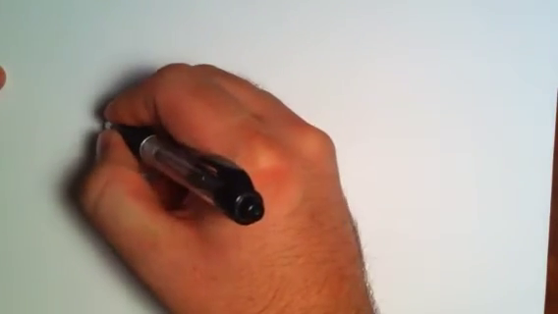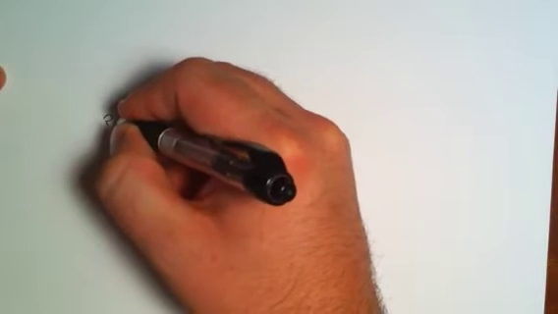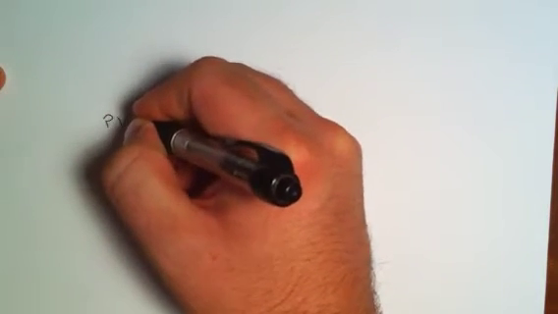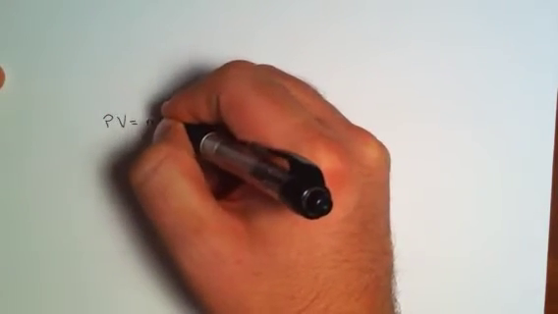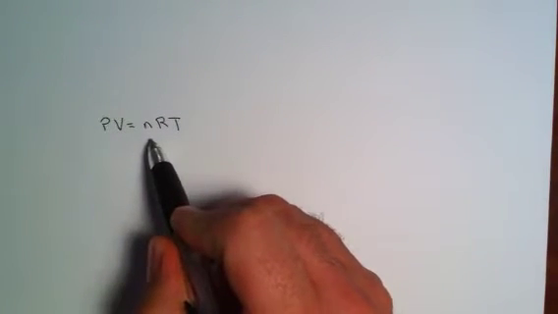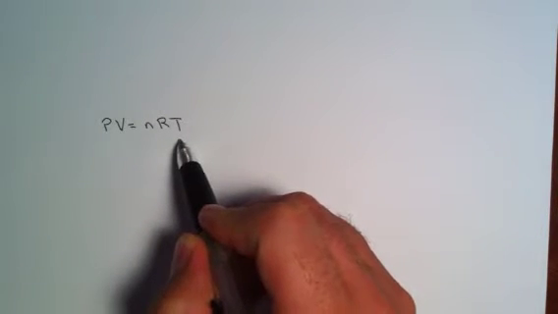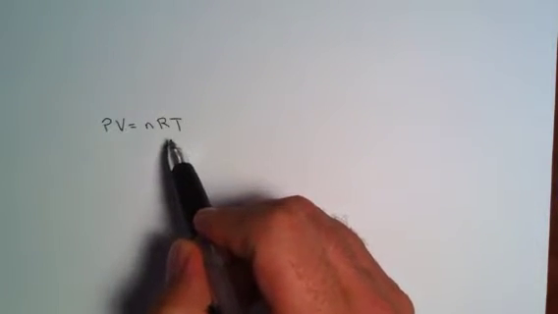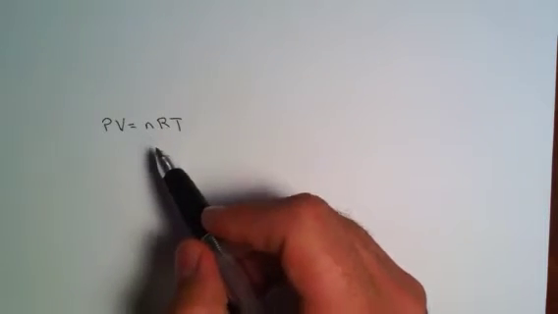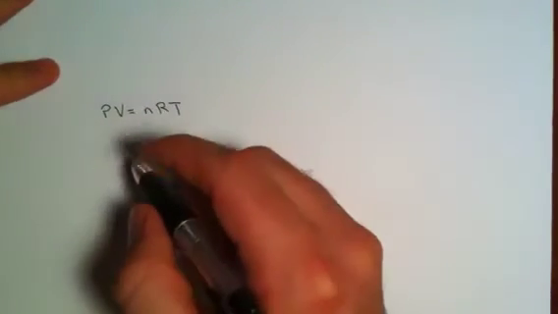If you've never seen it before, this is what it looks like. This is the pressure, this is the volume, this is the number of moles, this is a constant, and this is temperature. Let's go ahead and use the following.